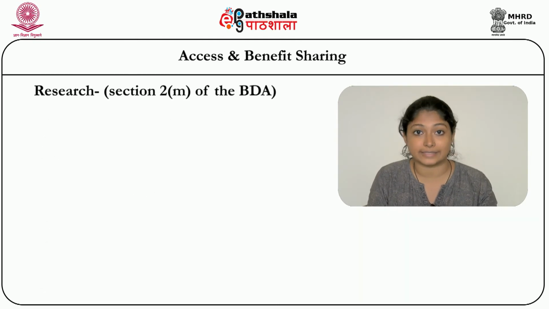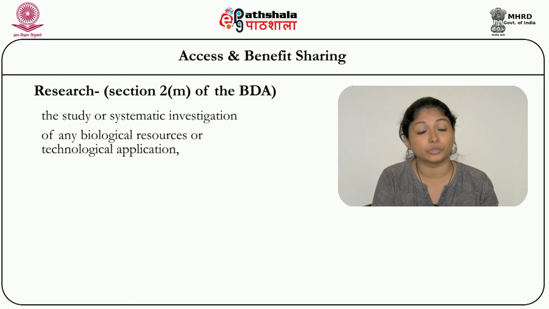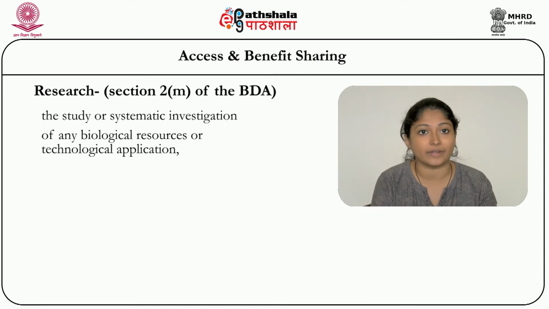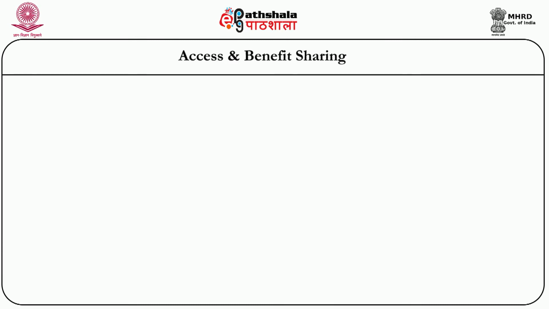So one is research. Research is like a systematic study of a particular thing. The other 2 kinds of biodiversity activity are commercial utilization and bio-survey and bio-utilization. All these activities are defined in the Biological Diversity Act. So research is when you want to conduct a study on biological resources. Now, what is commercial utilization?